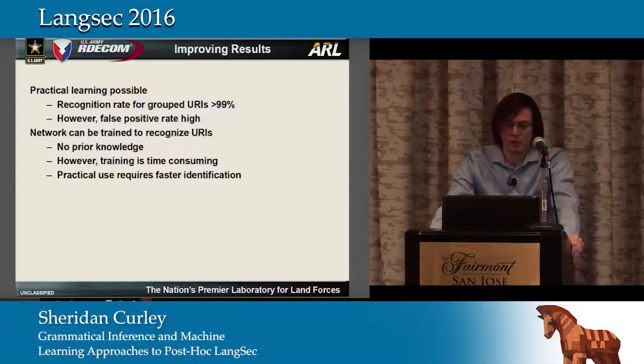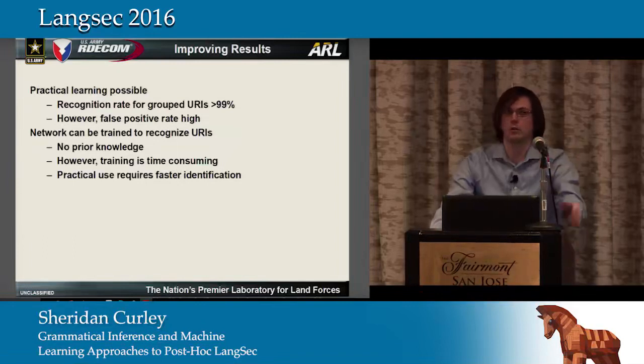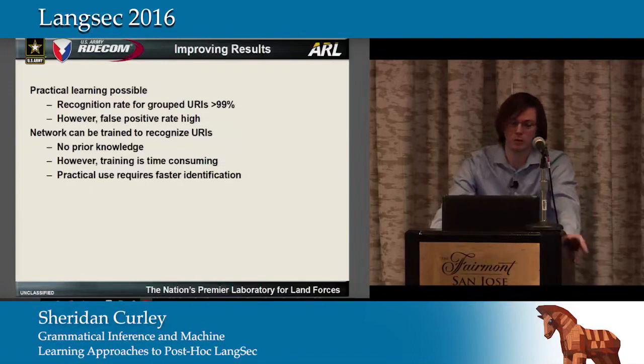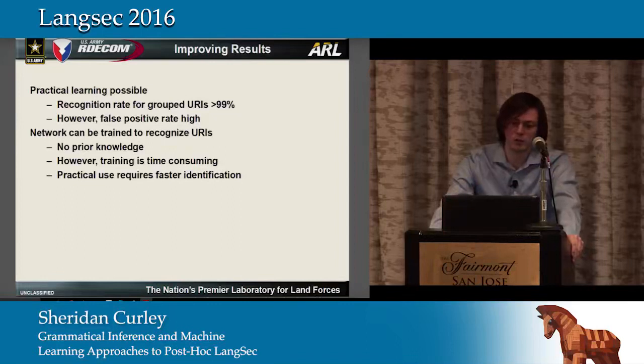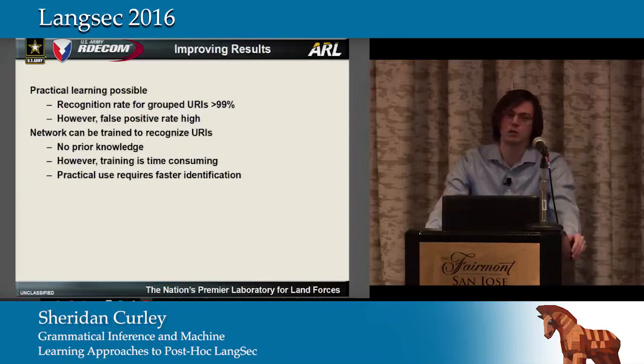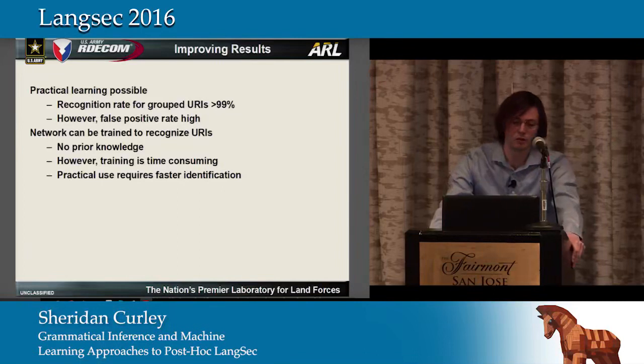So again, the takeaway is that practical learning is possible. So even though URIs can, in theory, be a CFG, and even though we're dealing with a not well enumerated grammar, and even though we don't know what any of the structure is, we can still get recognition rate well above 99%. False positive rate at the time remains high. We also did generation of URIs. That's also theoretically possible since we did character by character learning. So we are also able to generate what would be considered reasonable looking URIs. Whether or not they're actually valid on the server is a different question.